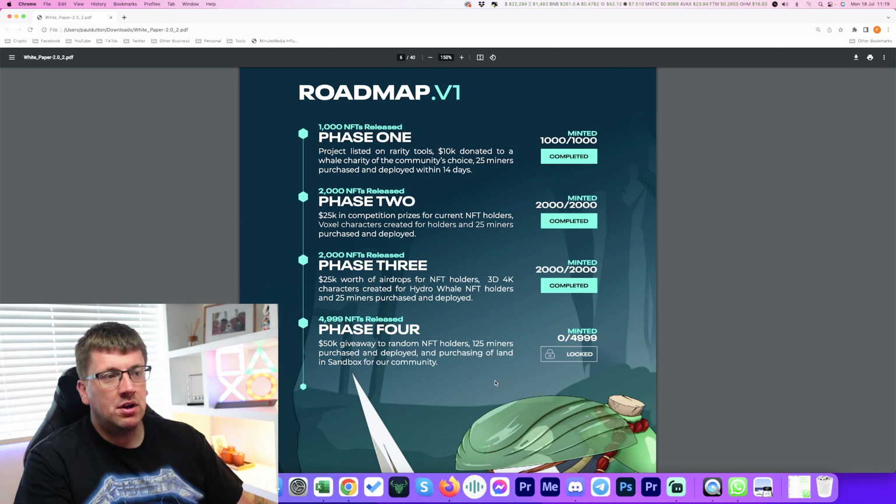And it also talks about purchasing of land in the Sandbox for our community, so if you're into the metaverse and things, you will have land to build your estate on or whatever it is in the metaverse. I'm not really into the metaverse yet, but I'm looking to get into it, and the fact that I'm going to have some free land to do so is brilliant.